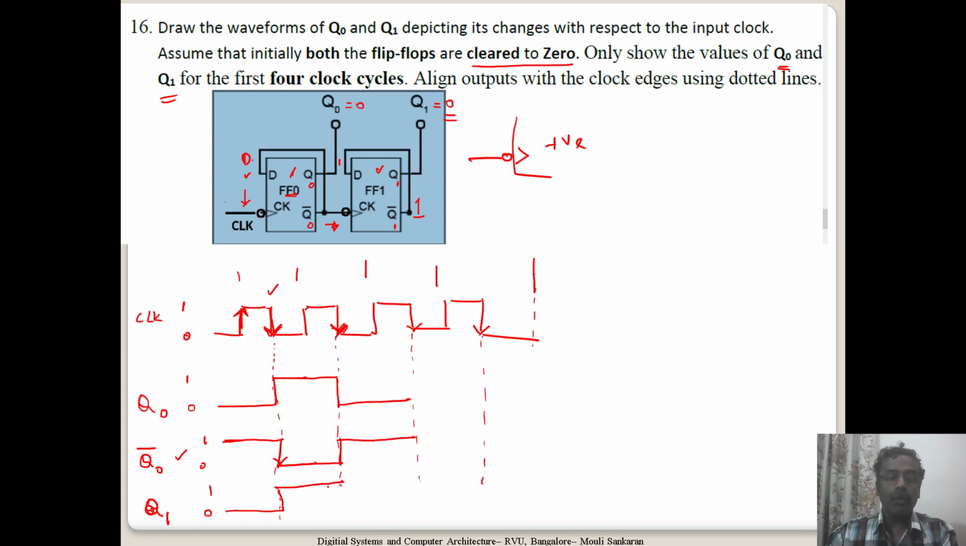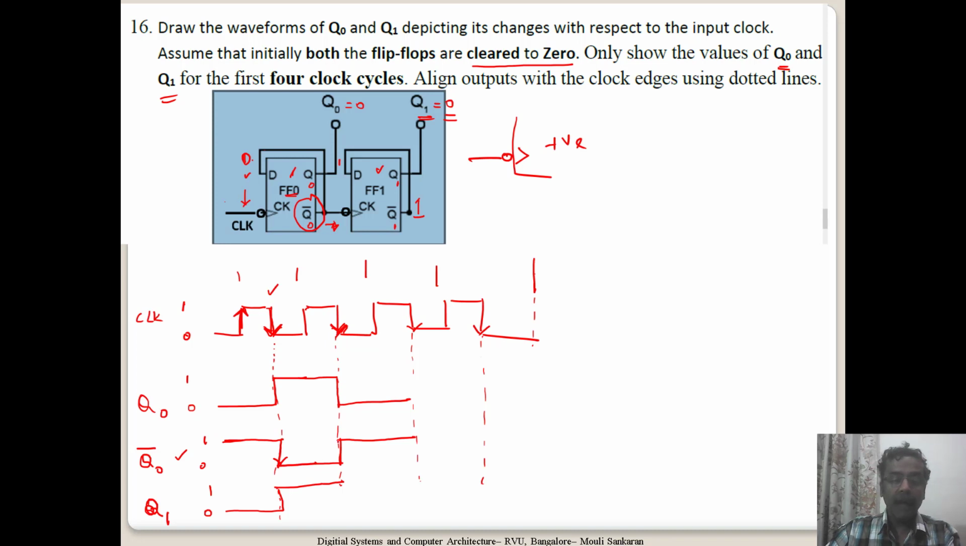Now, what will happen to Q1? Just see that. F1, which is the flip-flop having the value Q1, is triggered by the clock, which is the changes happening to Q bar, Q naught bar.